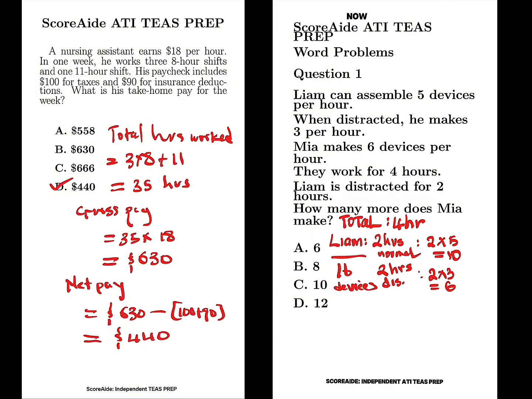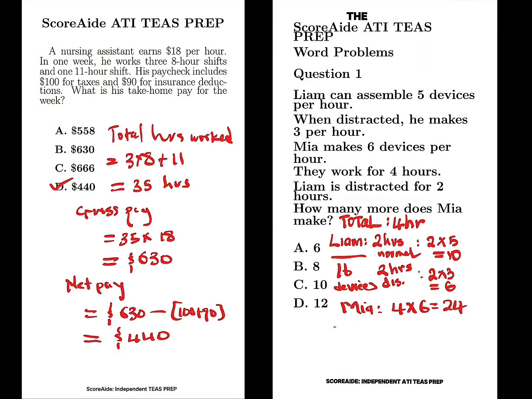right? Now, let's look at Mia, right? Mia works at a rate of what? 6 devices per hour, right? She wasn't distracted. It was just normal hours. So it's just going to be 4 times 6, which is equal to 24 devices Mia makes.